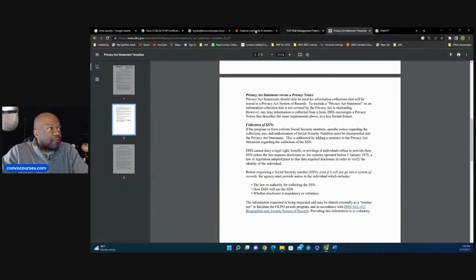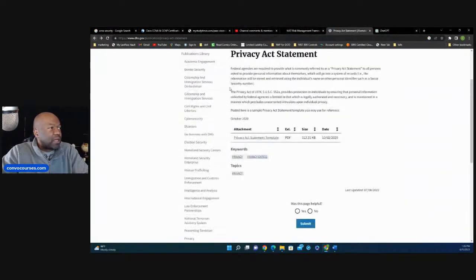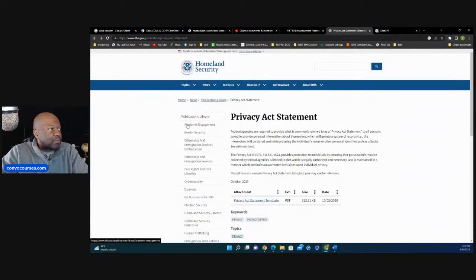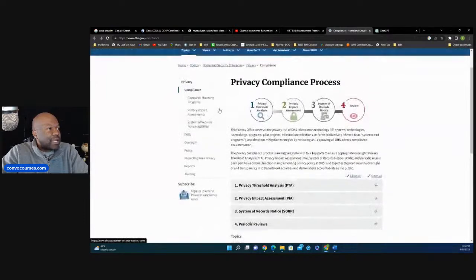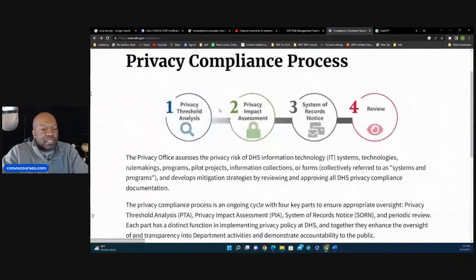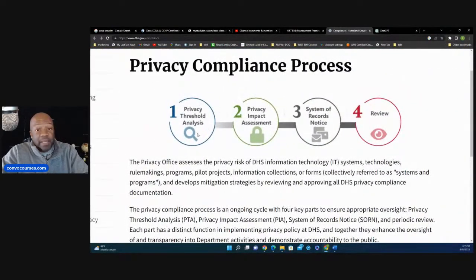personally identifiable information. Let me give you an example of some of the other tools that we use as cybersecurity people. The Department of Homeland Security has a really good breakdown of this. I use this all the time to explain this. You do a privacy threshold analysis, and that's just to make sure, okay, does this system have privacy information? Because not all systems have private information, PII, on them. In some cases we still protect them, but they don't have PII.